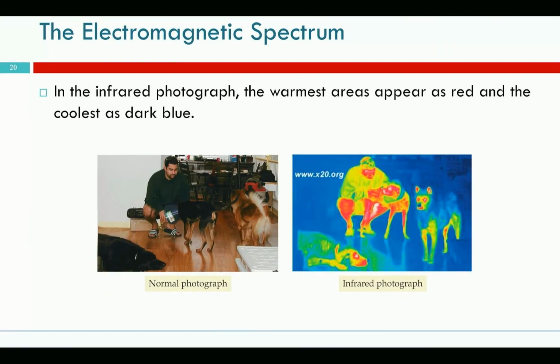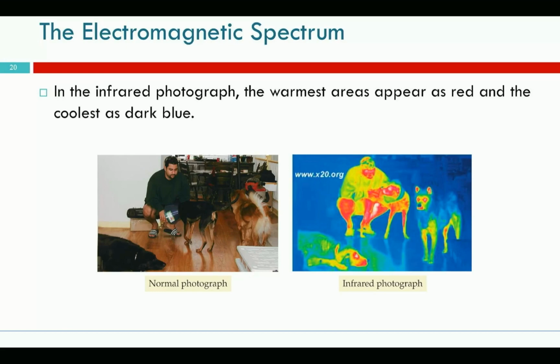You can also do cool things with infrared. Everything, depending on what temperature it is, emits some amount of infrared radiation. Hotter things emit more, colder things emit less. This is a special infrared photograph, but in the regular photograph, you can see this guy and two dogs. In the infrared, it's really interesting.